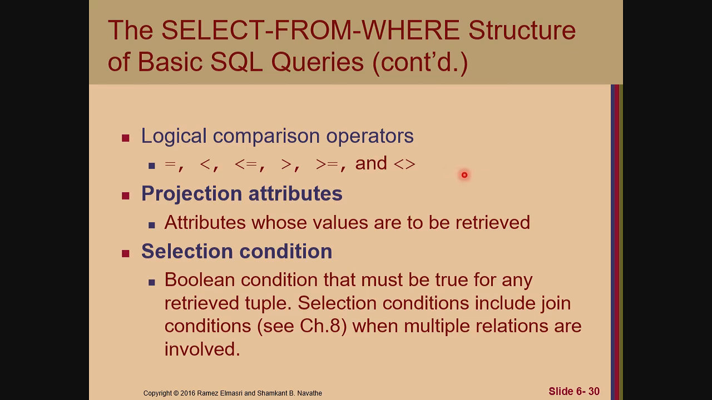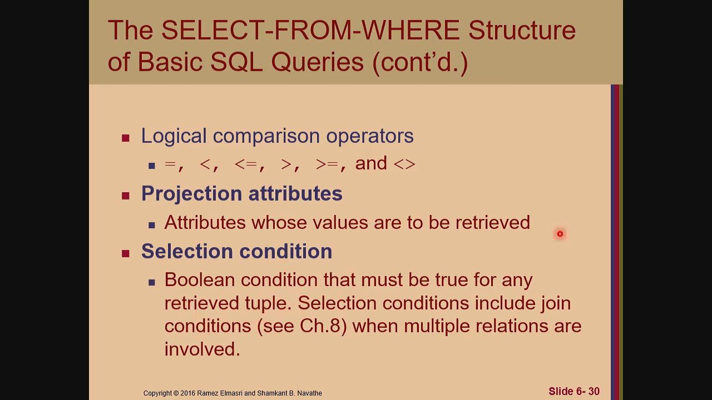Okay, and project attributes. Project attributes mean you list only the attributes whose data you want to retrieve in the result. If you have 10 attributes in your table, but you want just only 2 of them, we call this projection attributes. And the other one, the selection condition, is a Boolean condition that must be true for any retrieved tuple.